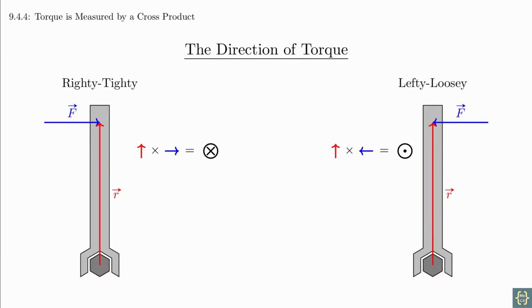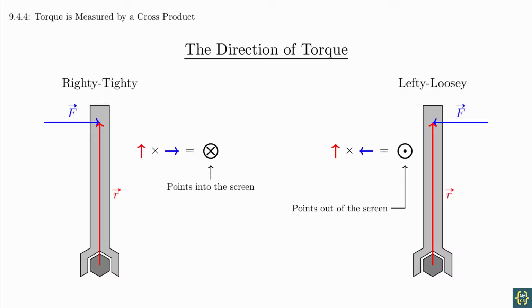You will sometimes see these symbols for vectors pointing directly in or directly out of the page. You should think of the cross as the fletching of an arrow, which are the feathers or plastic parts on the tail end. And this dot should be thought of as the tip of the arrow pointing out at you.